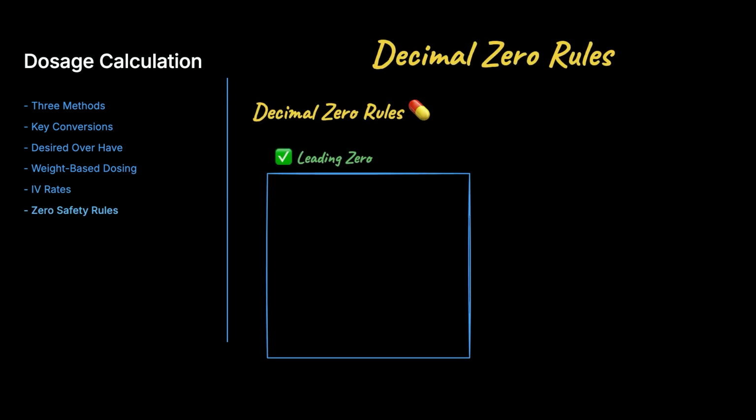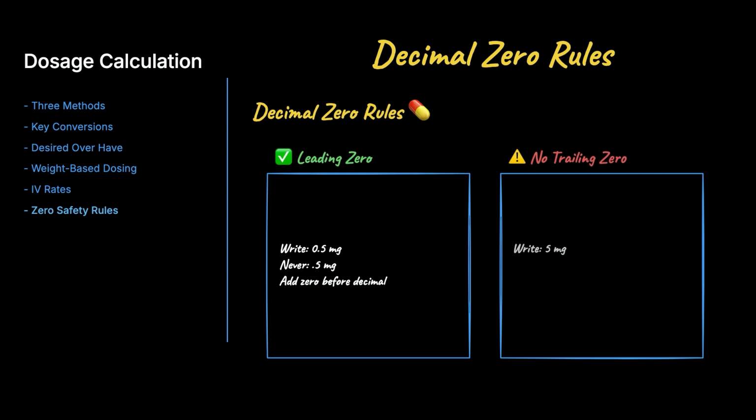2 formatting rules can save a life on your exam and in practice. Always use a leading 0 for any amount less than 1, so you write 0.5. Never a lonely decimal point, but never use a trailing 0, so you write 5, never 5.0. That extra 0 has caused deadly tenfold overdoses.